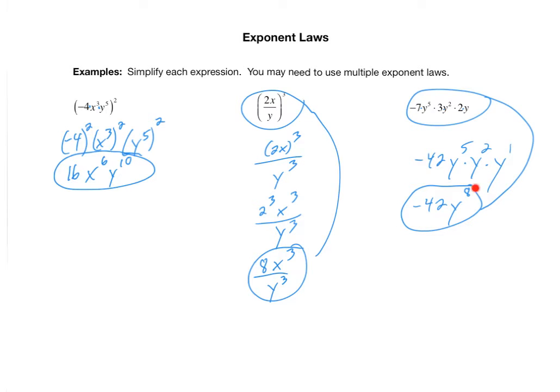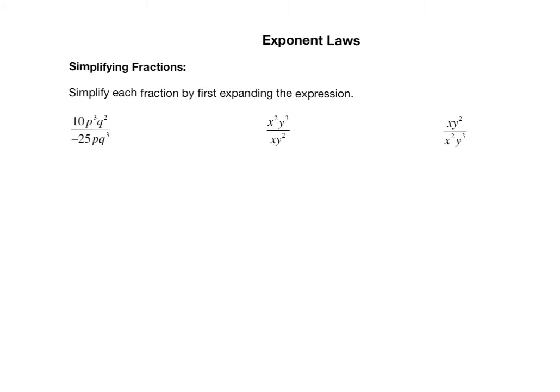So this expression is equivalent to this one, this expression is equivalent to this one, and this expression right here is equivalent to this one. Our exponent laws are used to simplify expressions, and often we need to use more than one exponent law to simplify any one expression. Now we need to deal with simplifying fractions, so something like this, or this, or this.